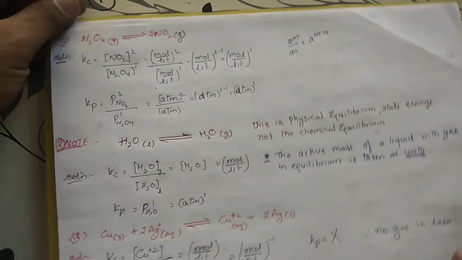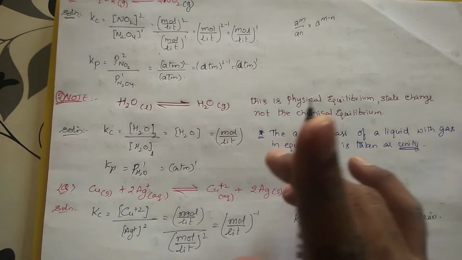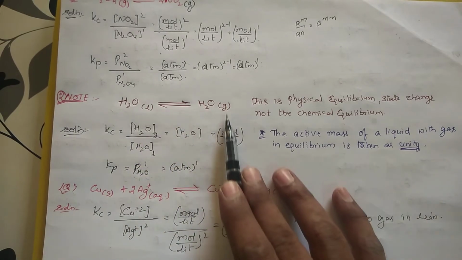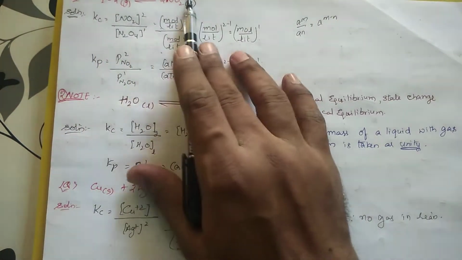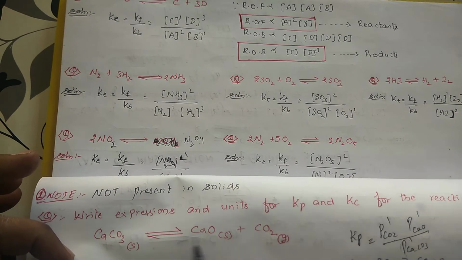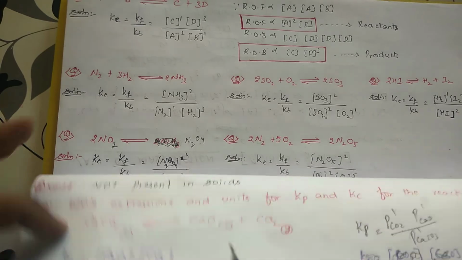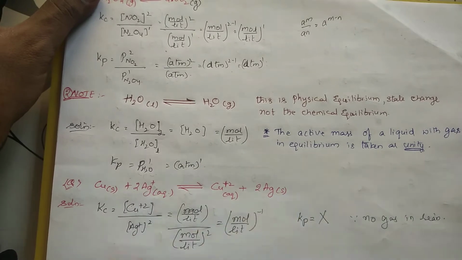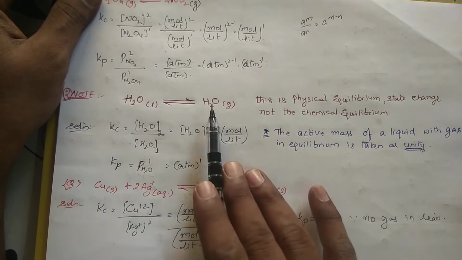Going for the second note. First note is what? Whenever there is a solid, we will be taking it as unity. Going for the second note. H2O in the liquid condition converting into H2O in the gas condition. See, chemical equilibrium means one chemical is getting converted into another chemical. If you see here also, CaCO3 is getting converted to CaO plus CO2, means the reactant has been dissociated and you are getting different products. But in this condition, whatever the reactant is there, the same is present on the product side also. So we will be telling, this is not chemical equilibrium, this is physical equilibrium.